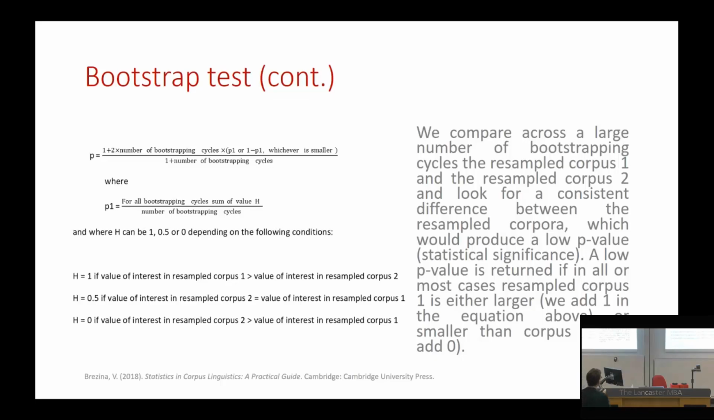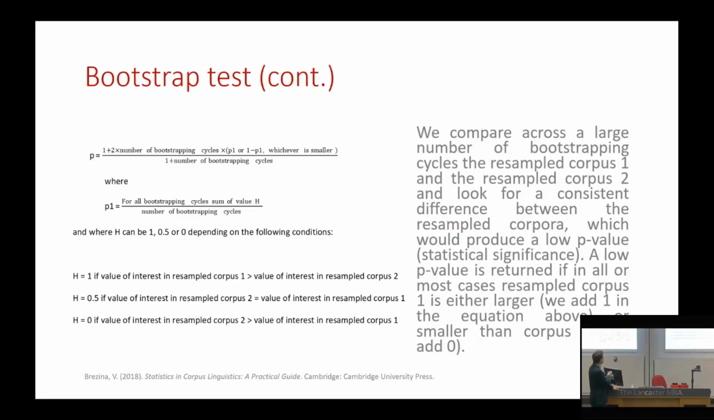In order to get to the p-value, we have to plug in the numbers in this equation, and there's a bit of complexity behind that. So I won't go into this, although when you read it, it is really straightforward. The explanation of this equation is actually here. We could compare across a large number of bootstrapping cycles, and I've just explained what a bootstrapping cycle is: the resampled corpus 1 and corpus 2. So this is a comparison procedure between two corpora, right? We do the bootstrapping for one corpus and for another corpus as well, because we want to run a comparison.